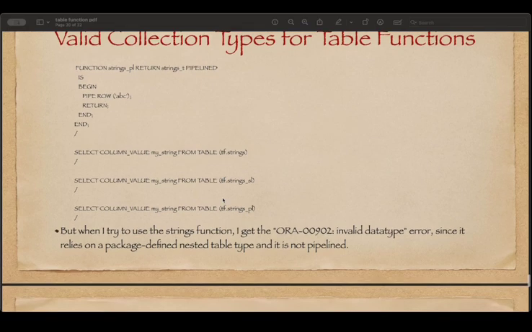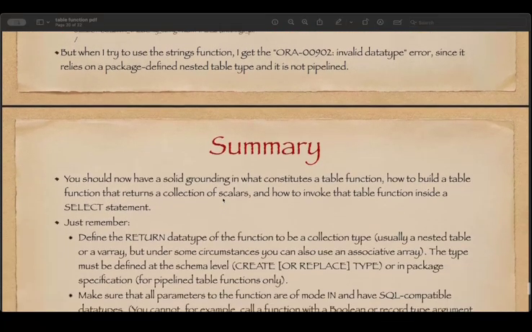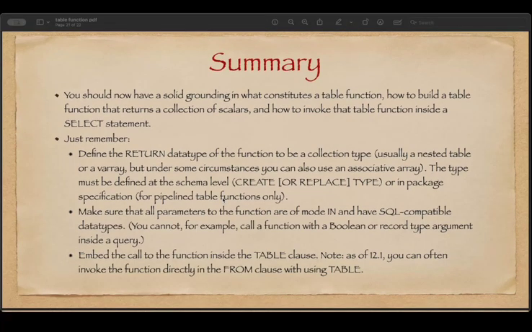So here we see the summary of what we discussed. You should now have a solid grounding in what constitutes a table function, how to build a table function that returns a collection of scalars, and how to invoke that table function inside a select statement. Just remember, define the return data type of the function to be a collection type, usually a nested table or a VARRAY. But under some circumstances, you can also use an associative array.